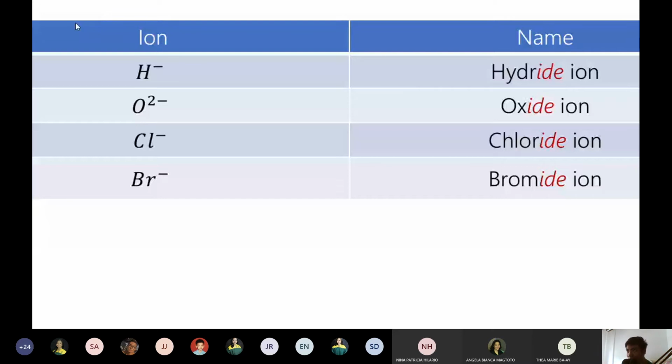H minus is just one atom of hydrogen. O minus 2 is just one atom of oxygen. Cl minus is just one atom. Br minus is just one atom. So these are our monoatomic anions. Again, the charges depend on the group number. Hydrogen, you'll notice, can be positive 1 or negative 1. That's how versatile it is. But the others are fixed.